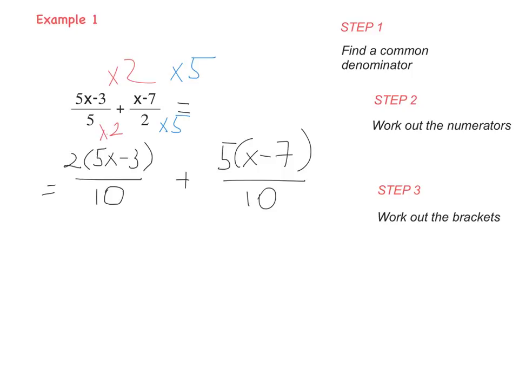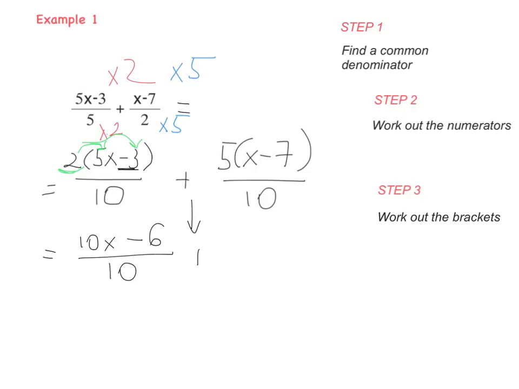Okay, so we know what's on the top now, and we have brackets, and the next step is to work out the brackets, okay? So following the next algebra rule we met a few weeks ago, if we want to multiply a number by a bracket, we need to multiply this number by every single term in the bracket, okay? So 2 multiplied by 5x and 2 multiplied by minus 3, okay? So we have 2 by 5x is 10x, 2 multiplied by minus 3, remember it's minus 3, it's minus 6, and all over 10.